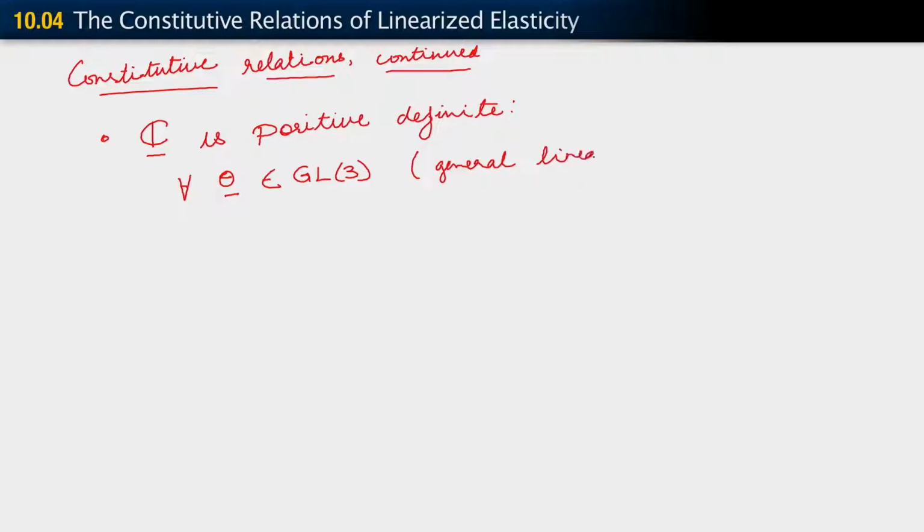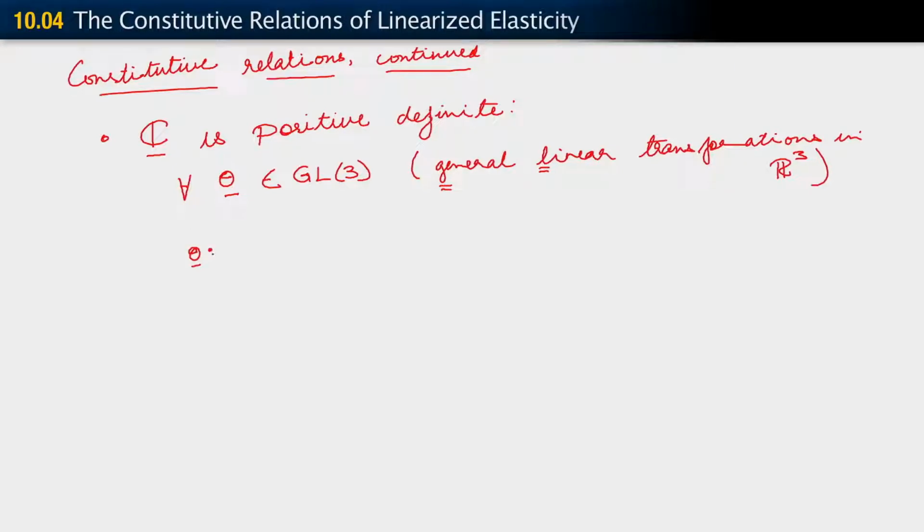linear, I guess I should capitalize them. General linear transformations in R3. That's what GL3 is. It's just a fancy way of saying matrices in 3D, if you choose to look at every tensor as being a square matrix. Anyway, so supposing we have this, then what we're saying is that for all theta belonging to the space, we have the following result.